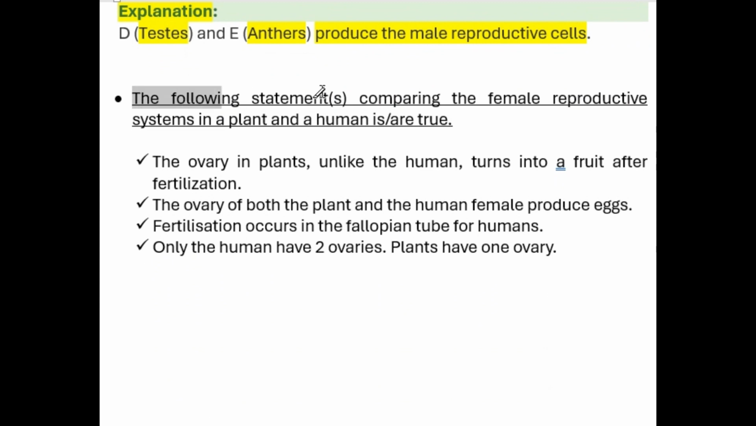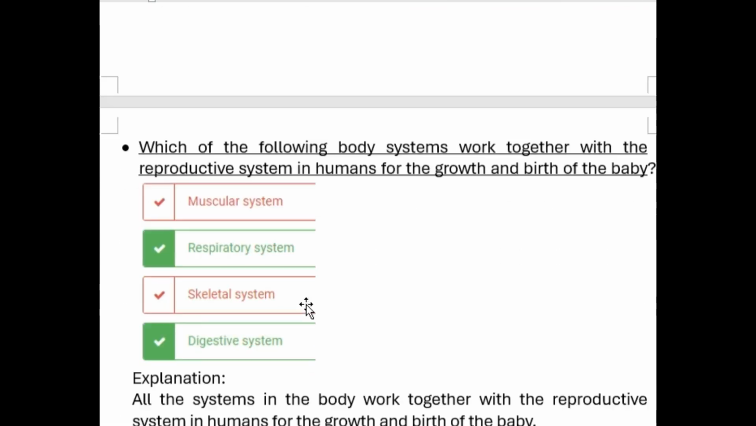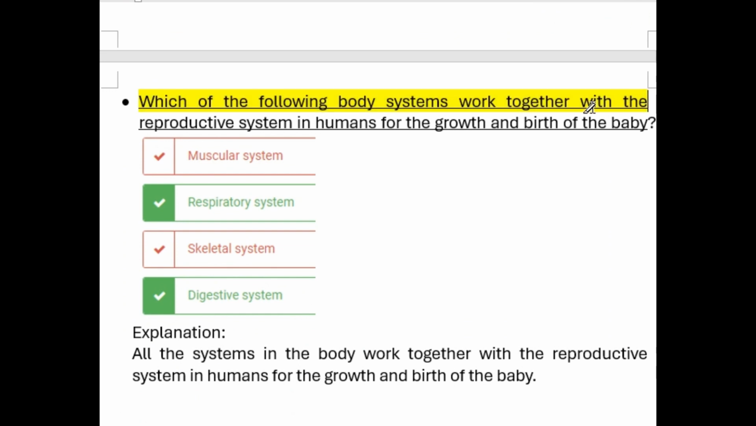The following statements comparing the female reproductive systems in a plant and a human are true. The ovary in plants, unlike the human, turns into a fruit after fertilization. The ovary of both the plant and the human female produce eggs. Fertilization occurs in the fallopian tube for humans. Only the human has two ovaries. Plants have one ovary.